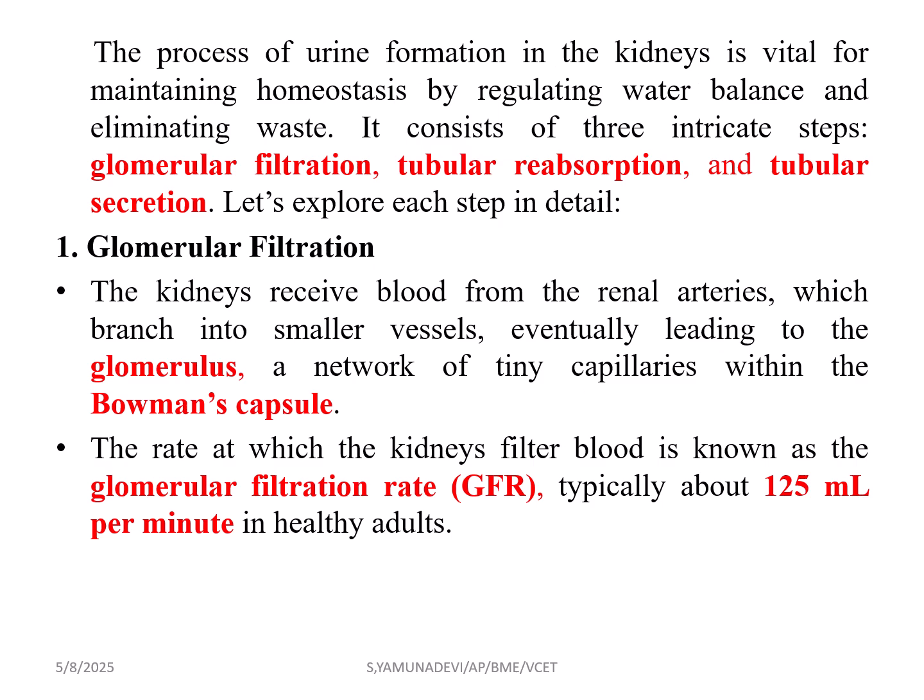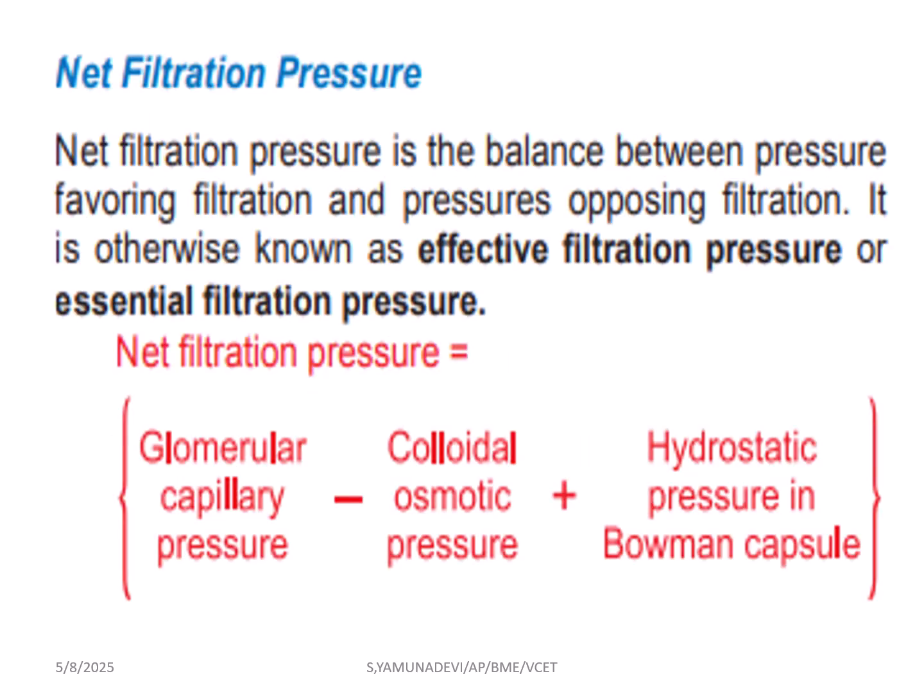The first process is glomerular filtration. From the renal arteries, the smaller vessels eventually lead to the glomerulus. Within the Bowman capsule, there is a tiny network called the glomerulus. The rate at which the kidney filters the blood is known as the glomerular filtration rate. It is around 125 ml per minute for a healthy adult.